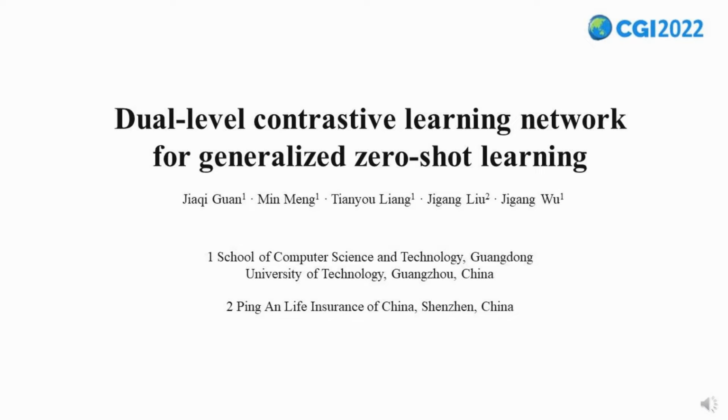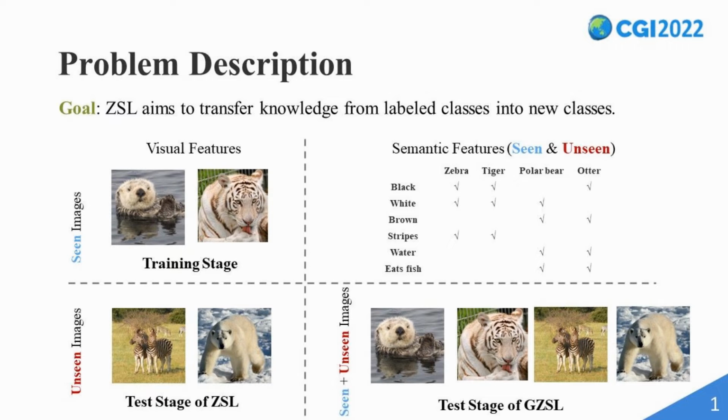Here I'm glad to present our work, Dual-Level Contrastive Learning Network for Generalized Zero-Shot Learning. As we know, traditional deep learning models usually require massive amounts of annotated samples for training, which is often prohibitive in real-world applications. Therefore, a more feasible paradigm, called zero-shot learning, is proposed to recognize new categories without demanding labeled training data from them. Zero-shot learning aims to transfer knowledge from labeled classes into new classes with the help of semantic information, so that the model can recognize new classes without available training data.